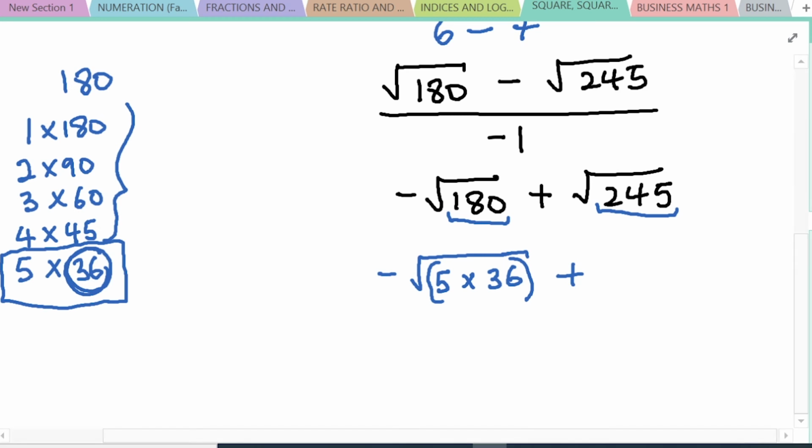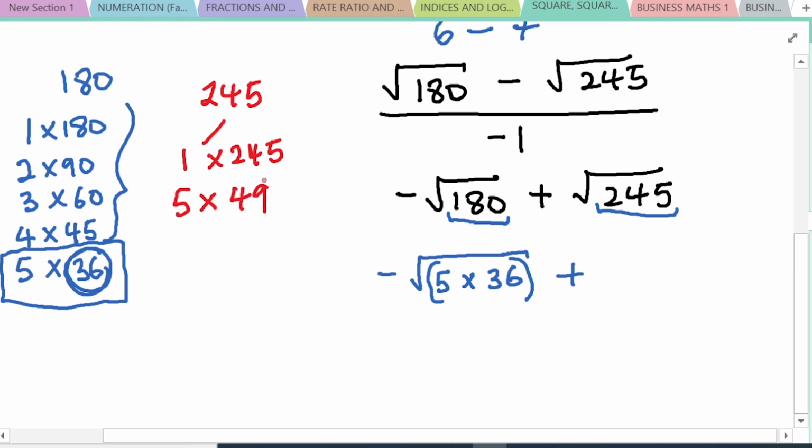That is plus. Now let's do for 245. So for 245, this is like side work. I think it can't be divisible by 2, can't be divisible by 3, can't be divisible by 4. Let's start with 5. At first it's 1 times 245. Then we have 5 times 49. You realize that the square root of 49 is 7. So we can also go ahead and say this is going to be plus under the square root of 5 times 49.